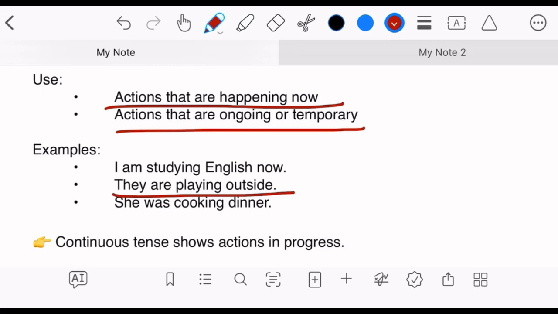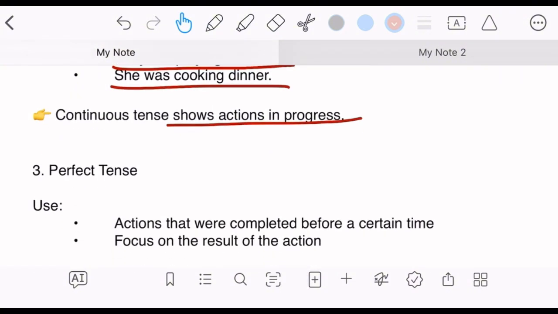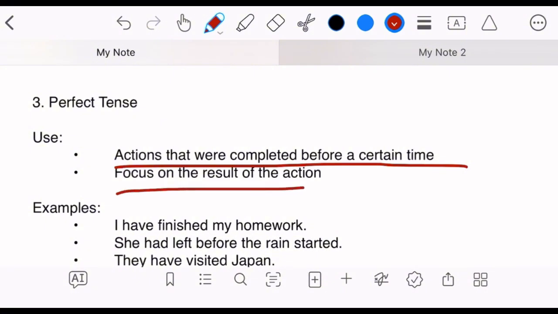Next, the third sentence is she was cooking dinner. Okay, it shows an action that was in progress in the past. Okay, and continuous tense shows actions in progress. Okay, that's all for continuous tense. Next is the perfect tense. Perfect tense is for actions that were completed before a certain time. It's focused on the result of the action.